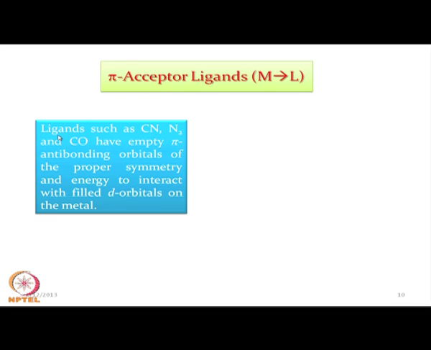Not only this particular one, but cyanide, CN minus obviously, then N2, CO, they all have empty pi antibonding orbitals and matching symmetry for interactions with the metal d orbitals, and they can serve as very good pi acceptor ligands, and we will see how they can modify the corresponding splitting energy for the ligand field.